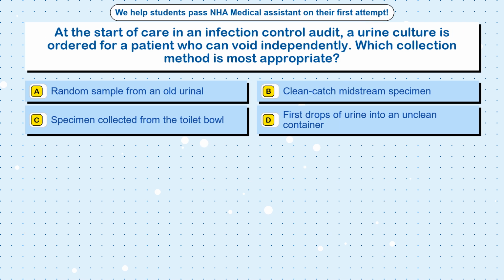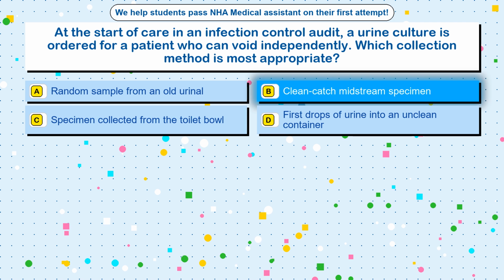Question 28. At the start of care in an infection control audit, a urine culture is ordered for a patient who can void independently. Which collection method is most appropriate? Option A, random sample from an old urinal. Option B, clean catch midstream specimen. Option C, specimen collected from the toilet bowl. Option D, first drops of urine into an unclean container.